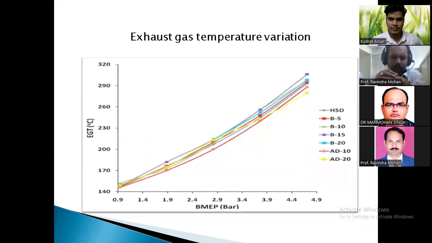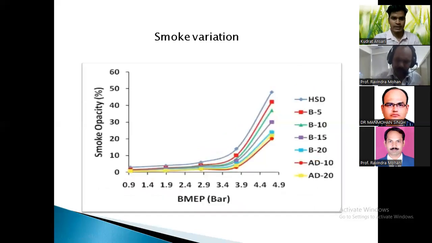Now exhaust gas temperature variation. Again here the x-axis shows the BMEP pressure and the y-axis shows the exhaust gas temperature. Initially at 0.9 BMEP bar, almost every blended fuel has the same exhaust gas temperature variation. But when the pressure increases, the purple color with the rectangle shape, the 15% blend, has a higher gas temperature, and the 20% blend has the minimum compared to all of them. So again the blended diesel with 20% of Mahua oil has fulfilled the criteria for reduction in exhaust gas temperature.